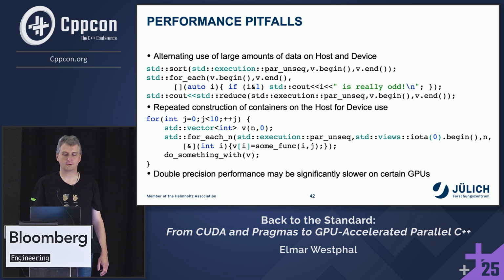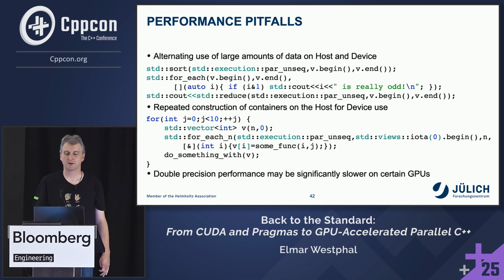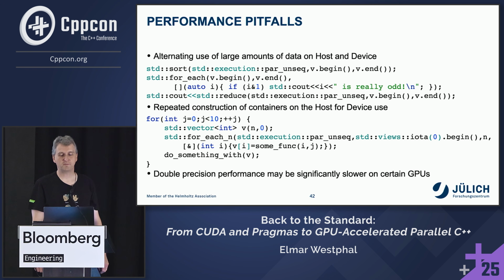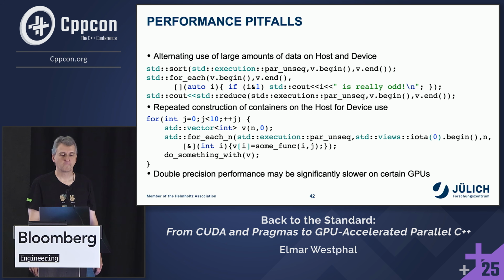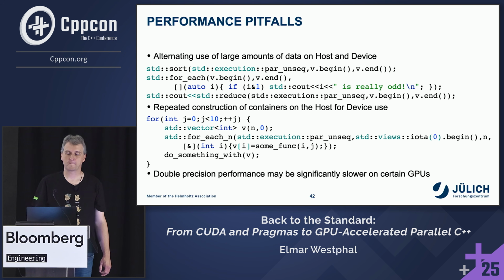Here in this example, we sort some data and then we go through it using a loop on the CPU, because then we can just use std::cout to print something, and then we reduce whatever the result was before. Then we have two additional data copies between the sort and the reduce, and this is slow.